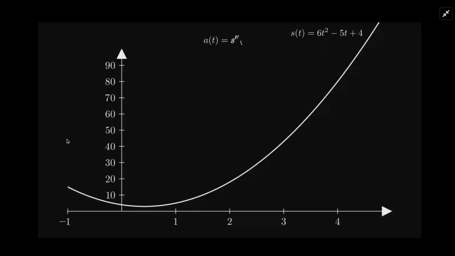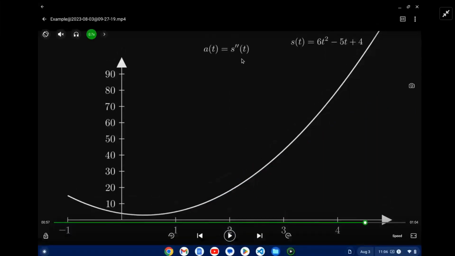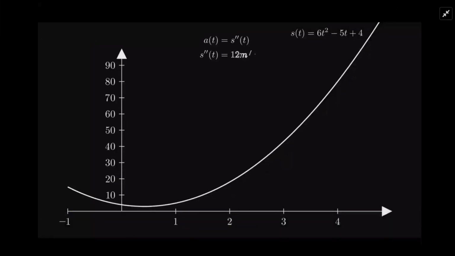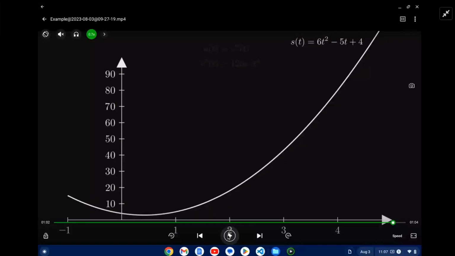Okay, acceleration now is just the second derivative of the position function. Second derivative, again, it's an easy derivative to calculate. It's equal to 12 meters per second squared. And notice that that is constant, does not depend on t. Okay, so at any point, that is the acceleration, 12 meters per second squared.